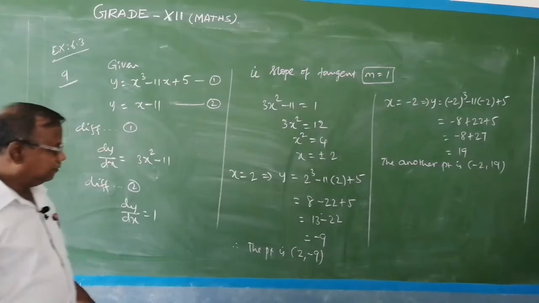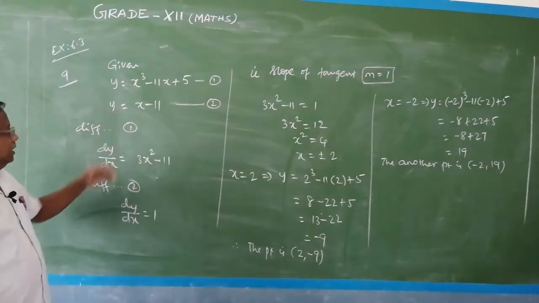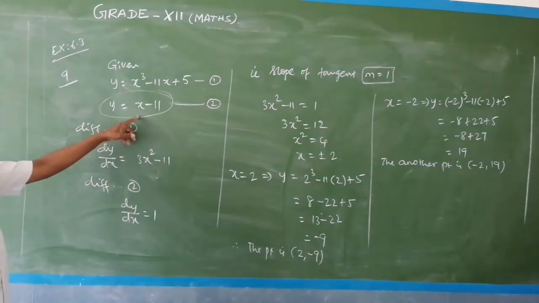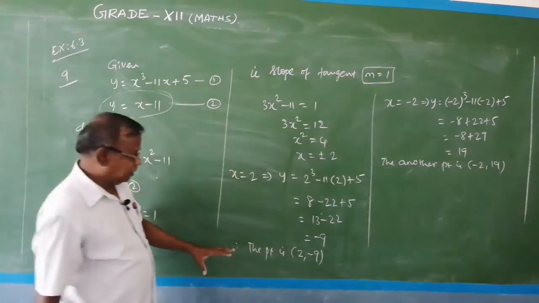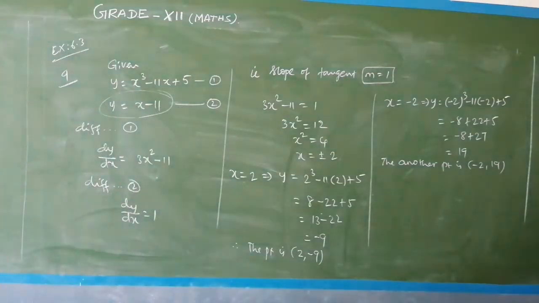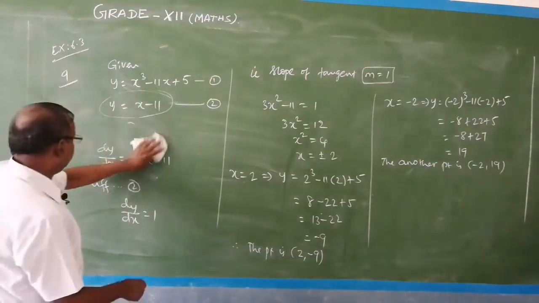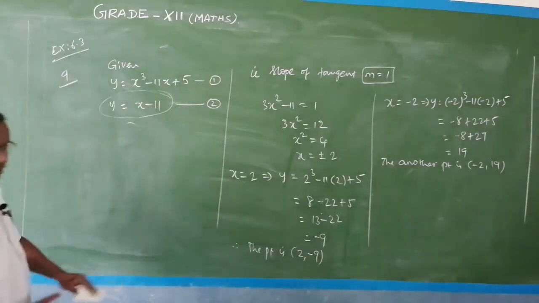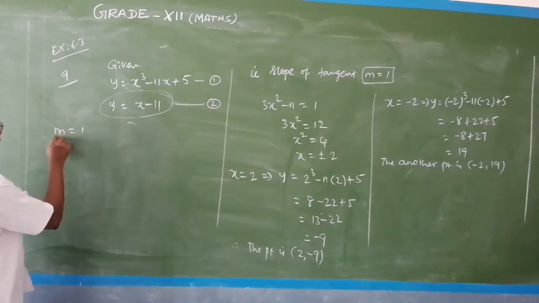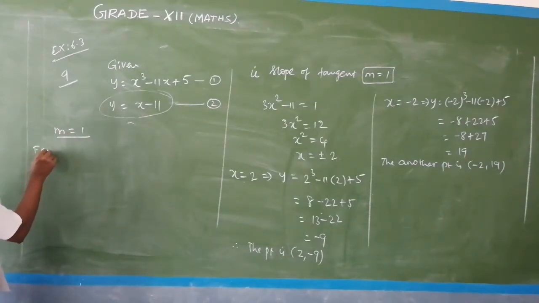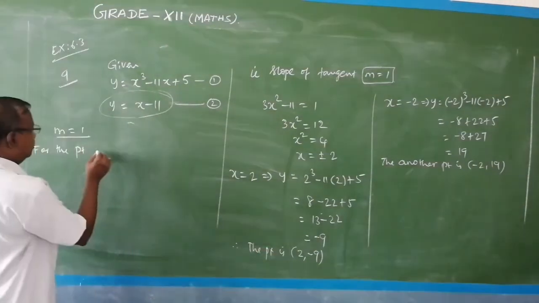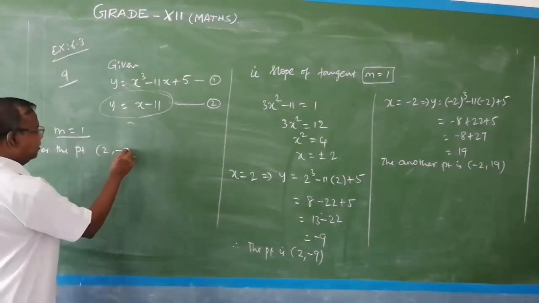We have 2 points. We need to find which point satisfies the equation. That is, they are already given the tangent y equal to x minus 11. So we need to find which point is applicable for the tangent. Now we have slope m equal to 1 fixed for the first point, 2 comma minus 9, with the slope 1.